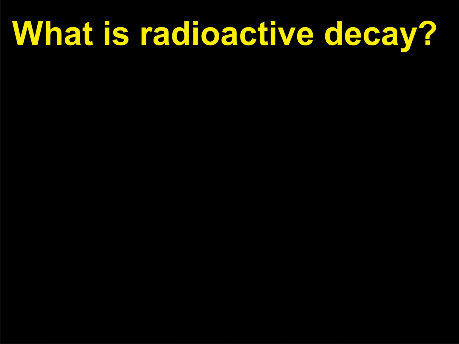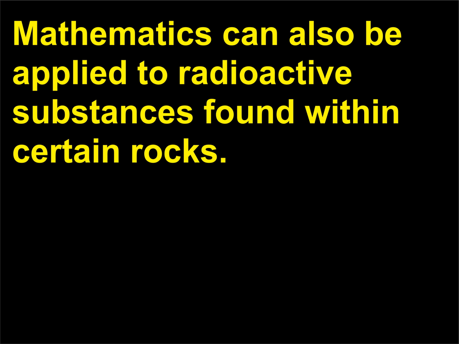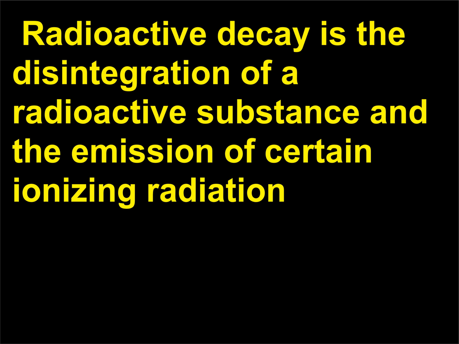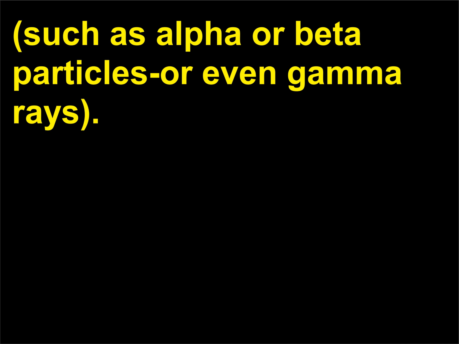What is radioactive decay? Mathematics can also be applied to radioactive substances found within certain rocks. Radioactive decay is the disintegration of a radioactive substance and the emission of certain ionizing radiation, such as alpha or beta particles or even gamma rays.